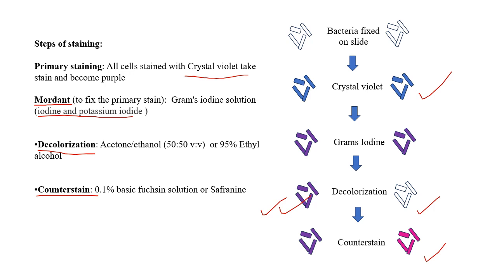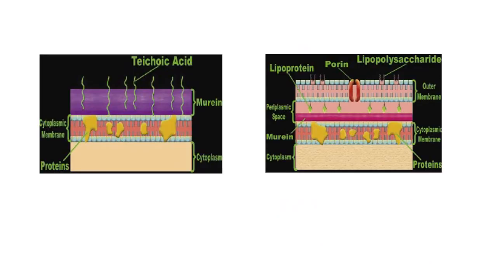So the basic idea is that after primary staining, mordant, decolorization and counter stain, you are able to differentiate the bacteria as either blue or pink, either gram positive or gram negative. But how does it happen, what is the principle behind this? Let's see. Don't be afraid of this complex figure. This is really a simple picture. Let's see how it is.